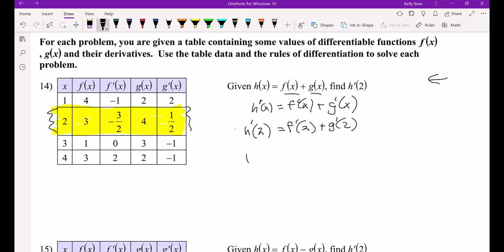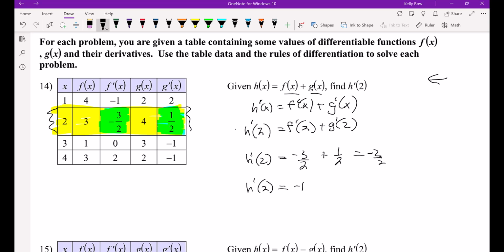So the derivative of h: we look at f prime when x is 2, and we look at g prime when x is 2. So we're just going to say the derivative of h is negative 3/2 plus 1/2. When you add those together, you get negative 2/2, which is negative 1.